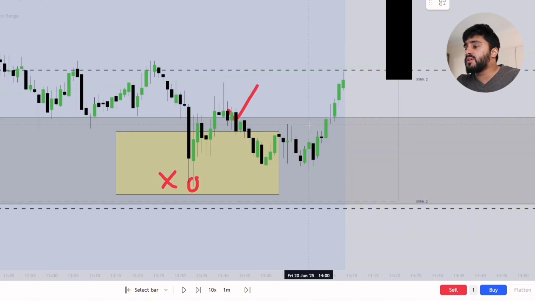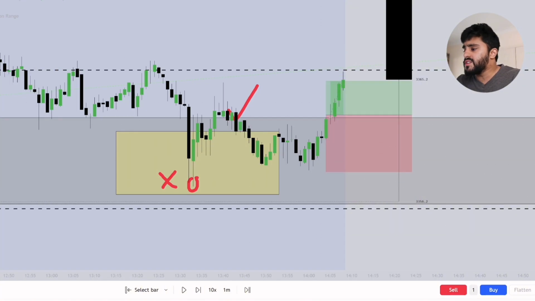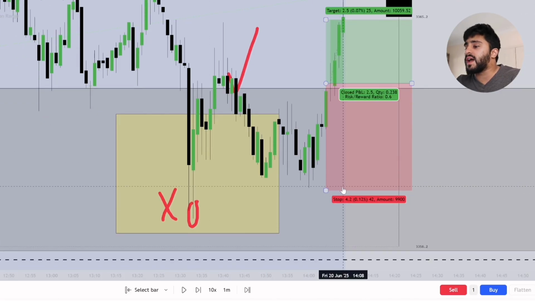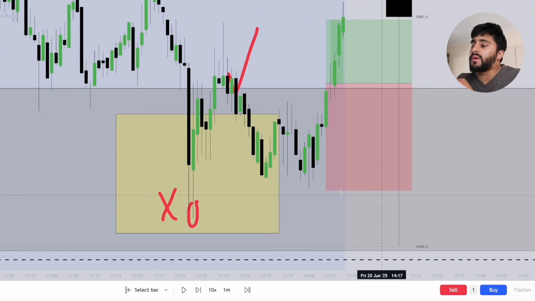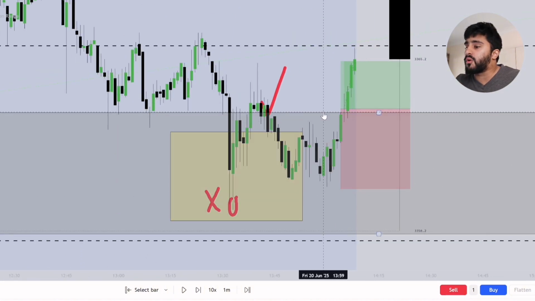So what I would do, my personal entry would be at this level, and I'll be happy to have my stop loss over here. The reason I'd have my stop loss over here is that we don't have any fair value gaps on the 1 minute time frame. So I'll be happy to have my stop loss here, and I'll be happy to enter upon this level.